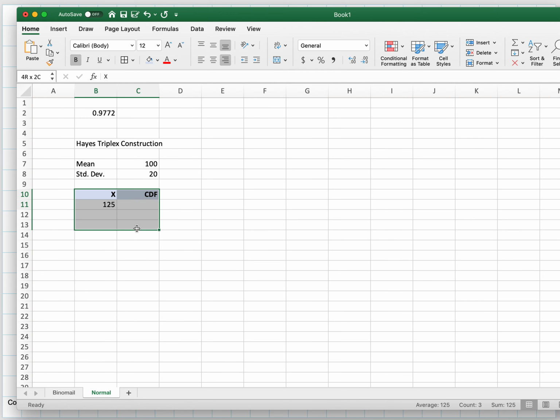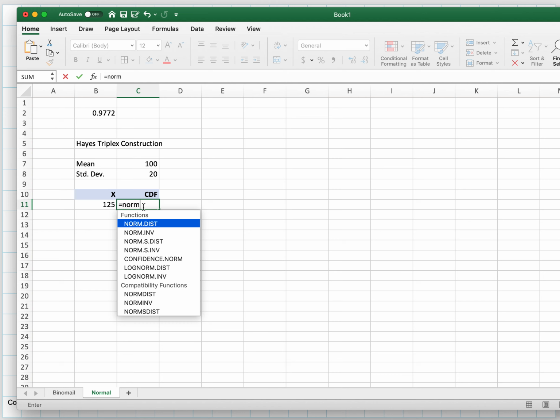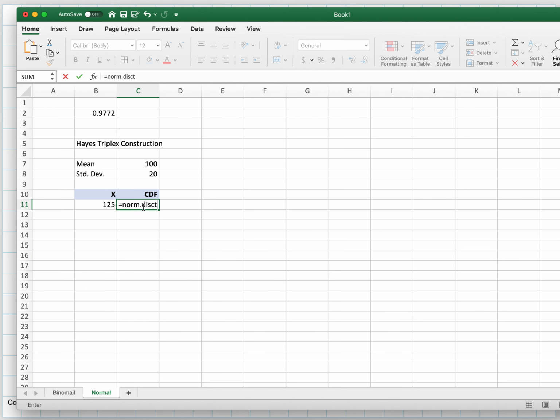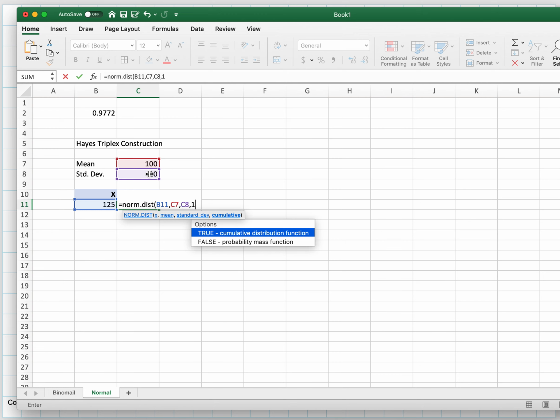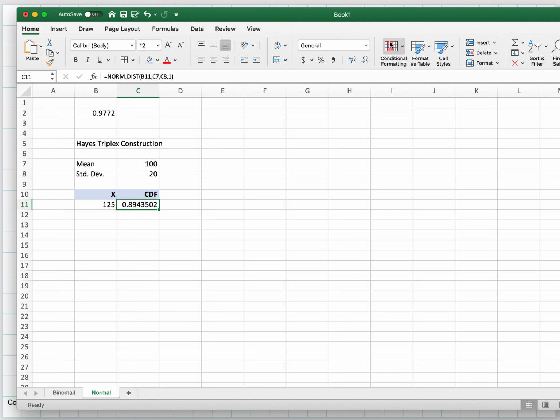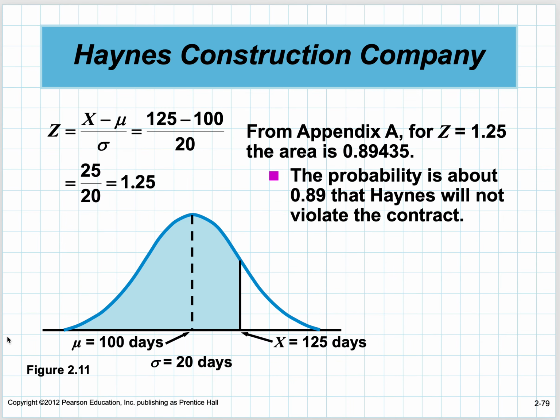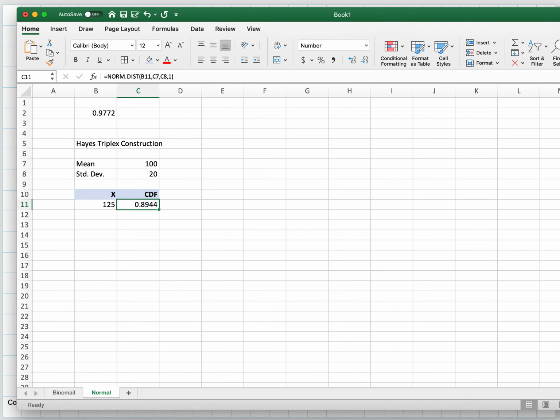I think I got 3 maybe. I don't know how many I'm going to do here, but right now we'll just leave it and I'll box it in later. So here I go, equals norm.dist of X. There's my 125. Where's my mean? Right there. Where's my standard deviation? Right there. Is it cumulative? Yes. And if I say yes, I get, let's take it down to 4 decimal places again, 0.8944. What did they get? 0.8944 or 0.89. So that's good. We got the same value they did.